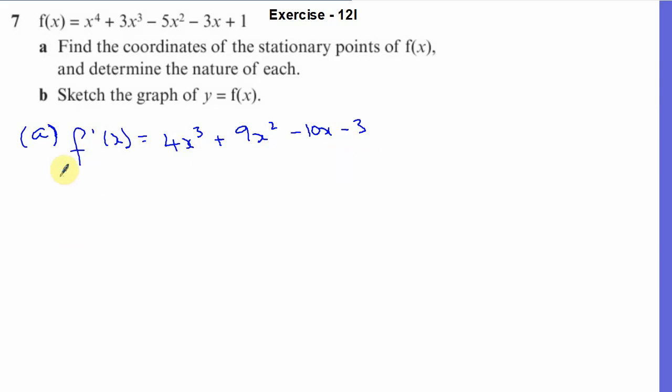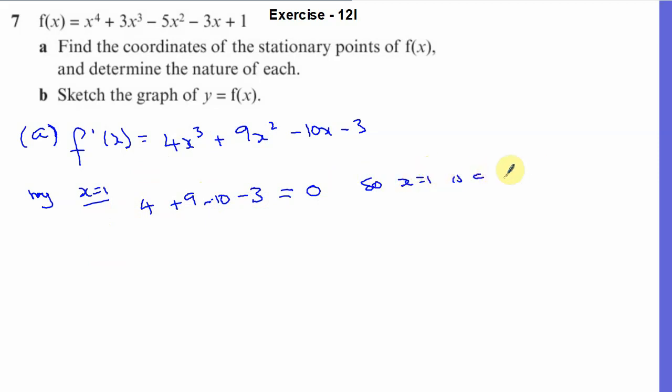Then need to solve this. It's a cubic, so it's not going to be the easiest factorization. You can use the factor theorem for this. In my mind, the factor theorem is just let's plug some numbers in until we get this to equal 0, because that's what solving it does. My first number I tried was 1, so let's try x equals 1. So we've got 4x cubed, which will just be 4 if x is 1, plus 9 minus 10 minus 3, and that does equal 0.